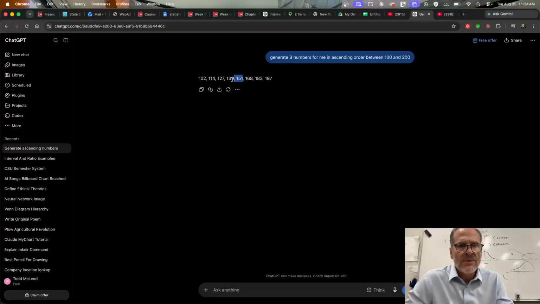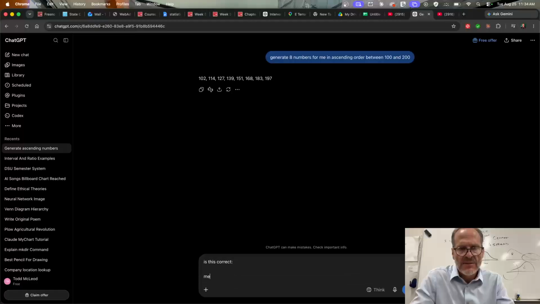For the median, we have an even number of values, so 3 on the left, 3 on the right. Those are the 2 in the middle. Add them together, divide by 2. What's 139 and 151 added together? It's going to be 290. 290 divided by 2 is going to be 145. So is this correct? Median Q2 equals 145. Is that what I said?